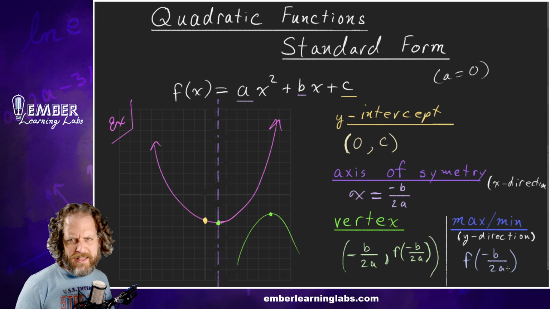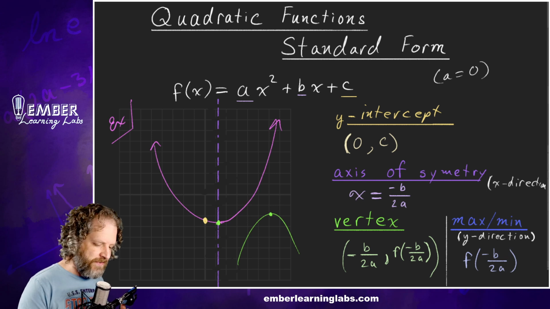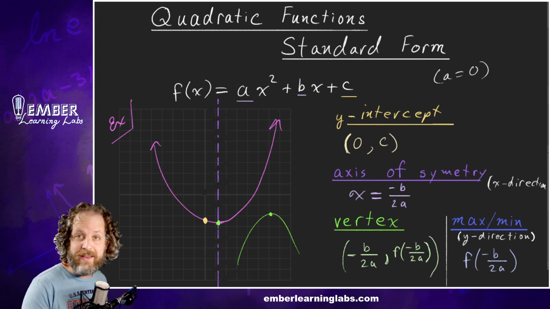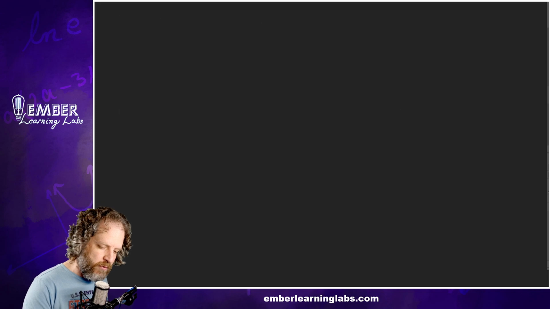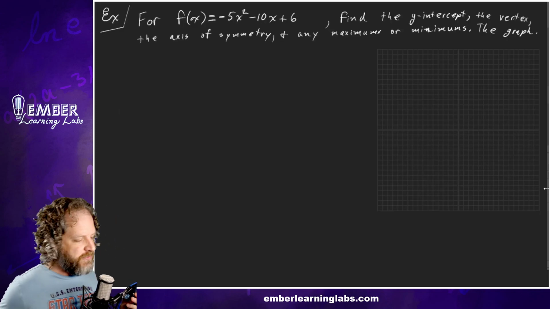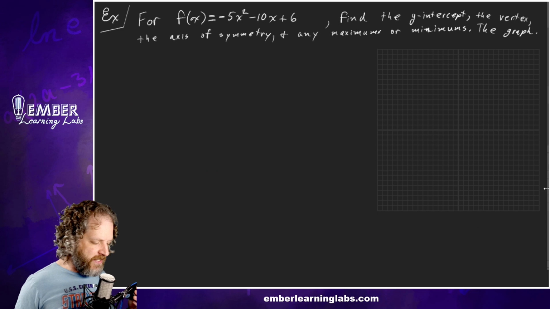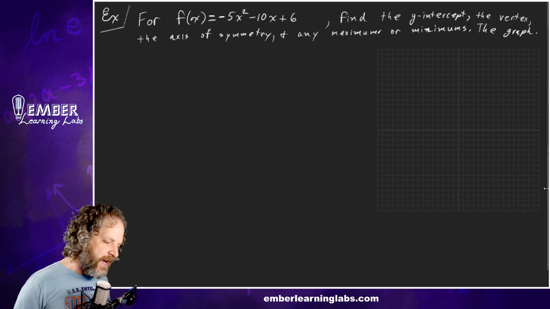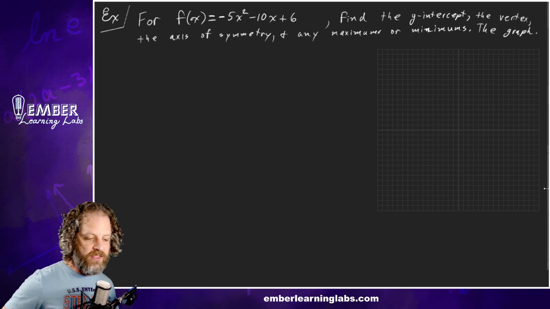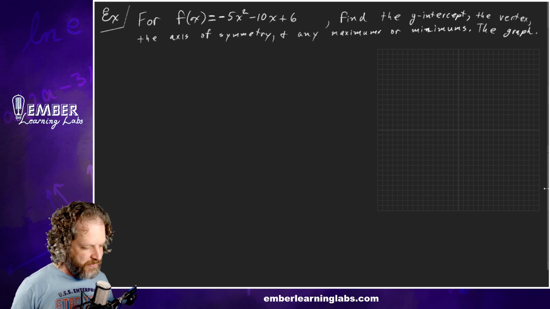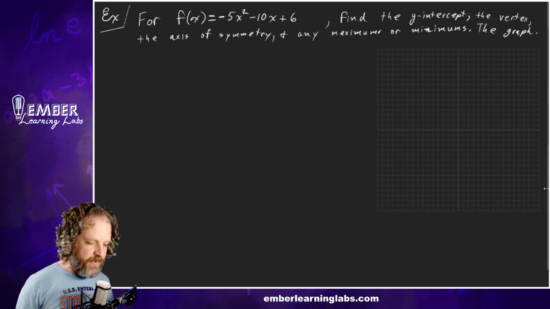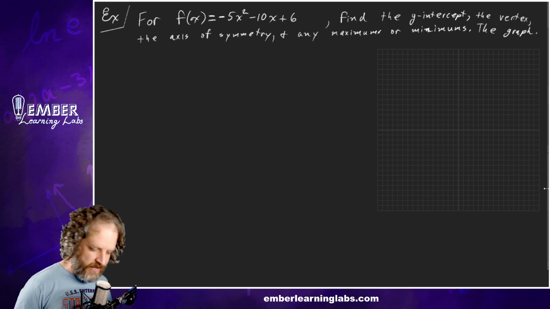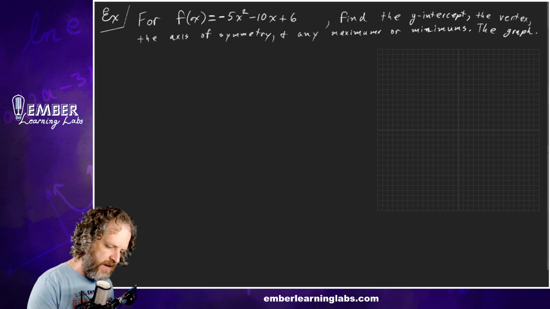So let's do an example and clear up all of this stuff. Go ahead and get that copied down in your notes, and we'll hit the example. So here is the example. For f of x equals negative 5x squared minus 10x plus 6, find the y-intercept, the vertex, the axis of symmetry, and any maximum or minimums, then graph. Okay, so let's do that here.